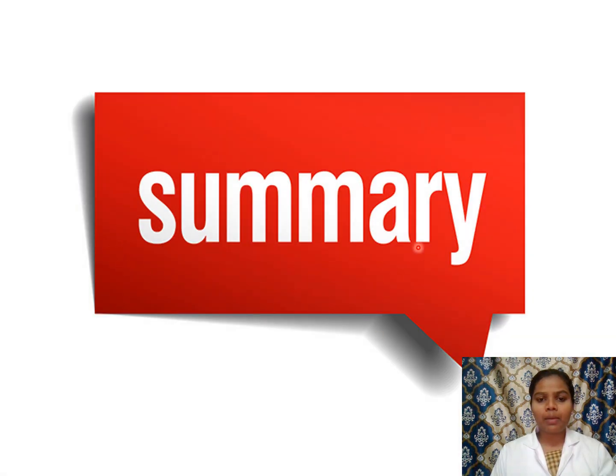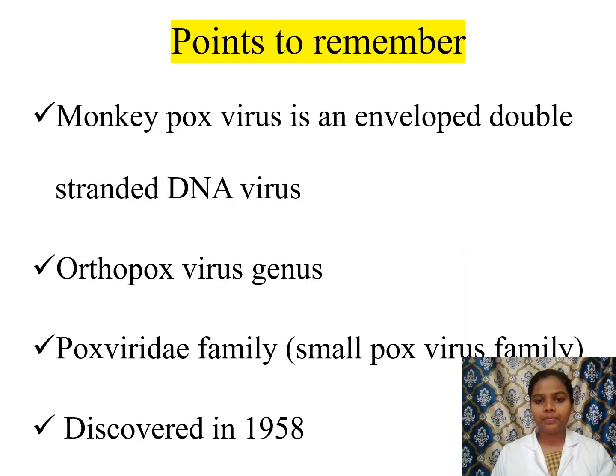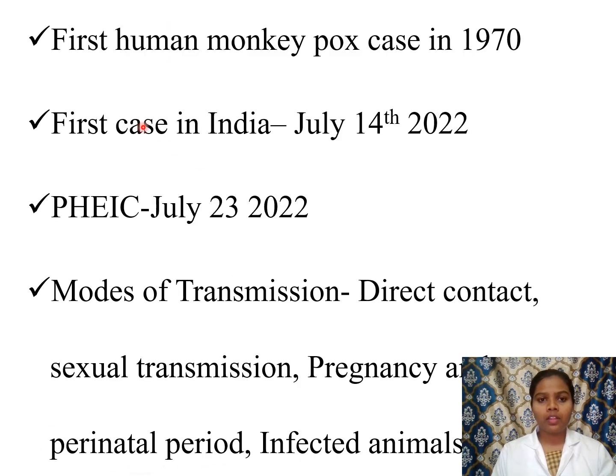Now we will briefly summarize the whole topic. Some of the points that need to be remembered are: monkeypox virus is an enveloped double-stranded DNA virus. It belongs to the Orthopoxvirus genus and the Poxviridae family, which is the same family to which the smallpox virus belongs. It was discovered in 1958. The first human monkeypox case was found in 1960.